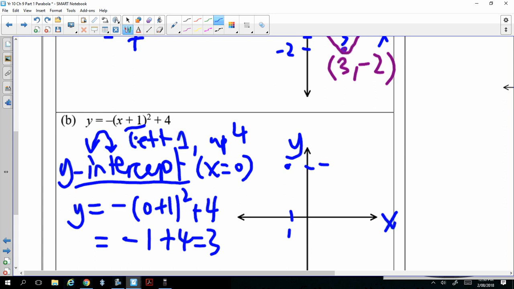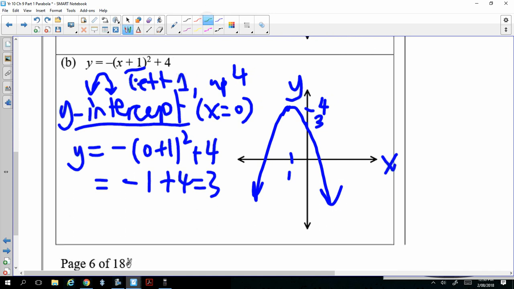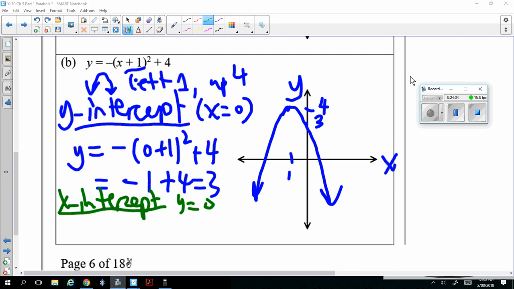Okay. The question didn't request that, but let's find the x-intercept as well to make it more complete. X-intercept, that's when y equals 0. And then what we're going to do is put 0 there. Now this time, how would you solve for x? Would you have to expand it? You don't have to because it's already a perfect square.